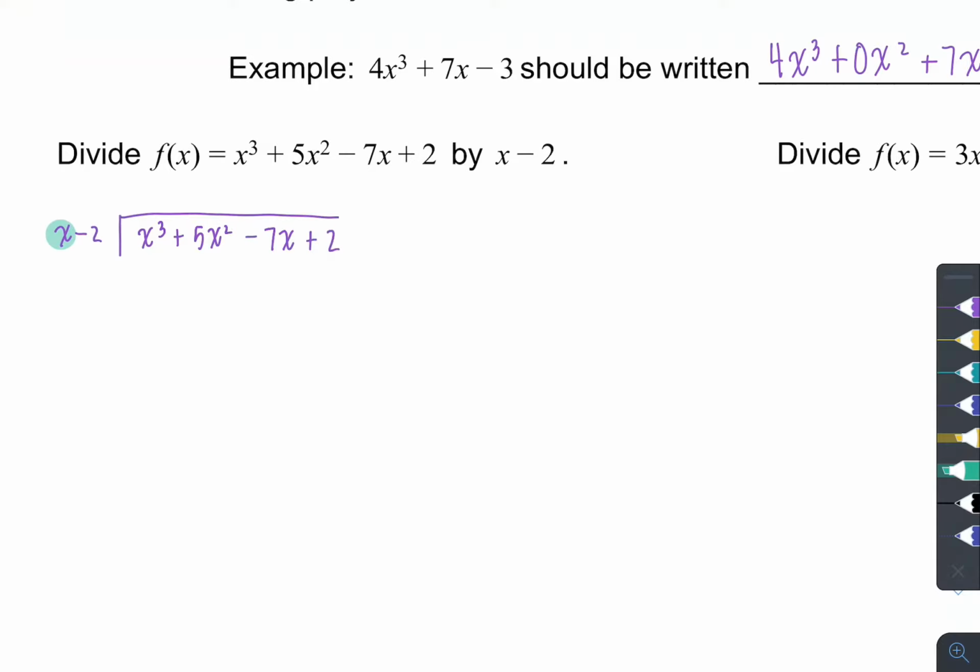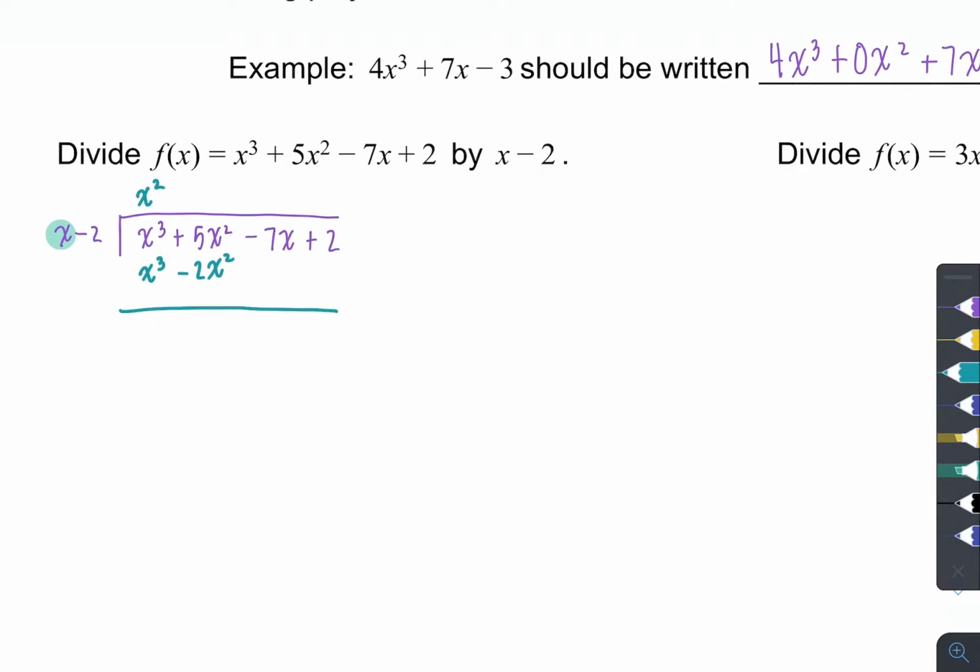So we're going to ask ourselves, how many times does x go into x to the third? That's usually what we would ask. Instead, we're going to ask, okay, x times what equals x to the third? So x times x squared equals x to the third. So x times x squared is x to the third. X squared times negative 2 is negative 2x squared.